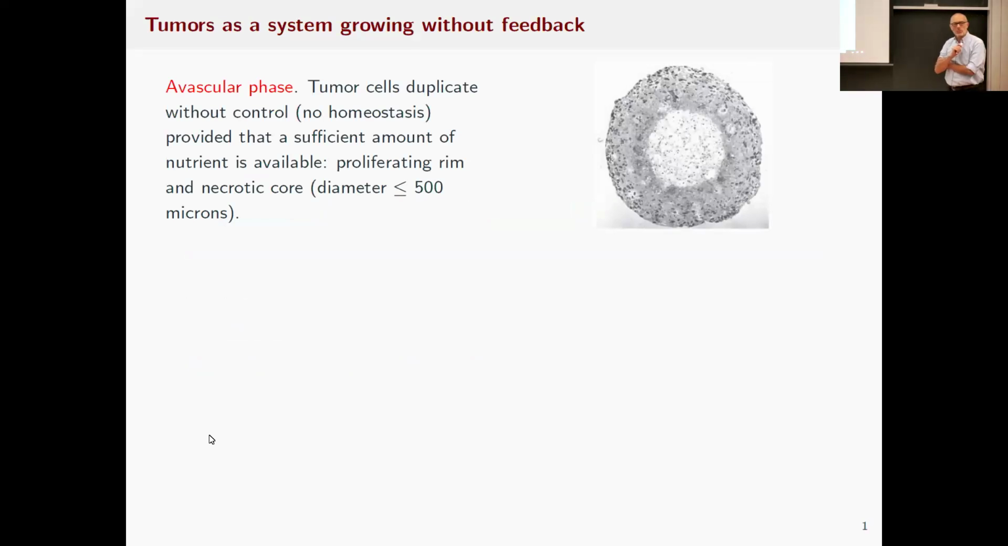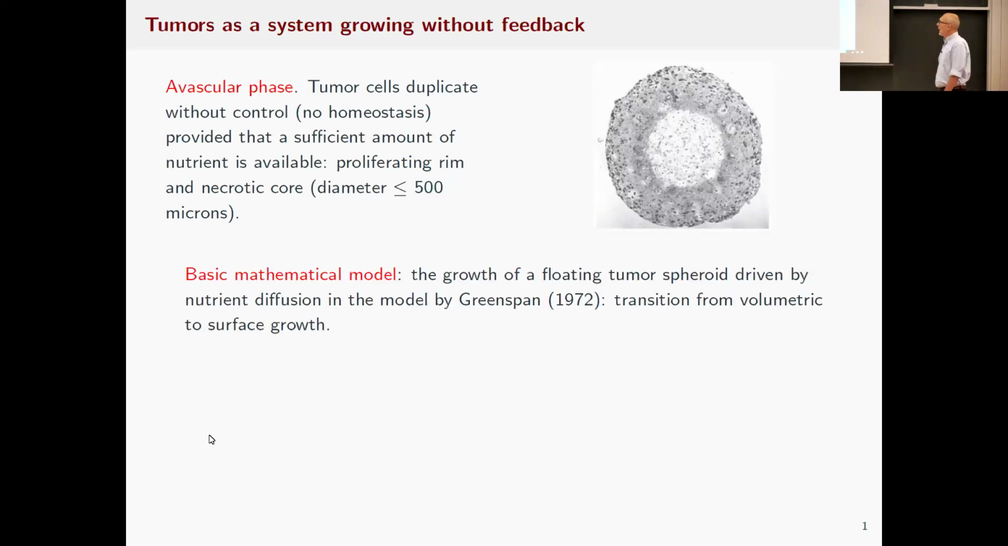You plug a tumor cell in a fluid with abundance of nutrient, it starts duplicating, and after, let's say, 20 days, you have something which is macroscopic. It's a collection, a bunch of cells, and it's a good way to address a number of questions of solid tumors in vitro. The idea of modelization of this dates back to the 70s. The early models are due to Greenspan.